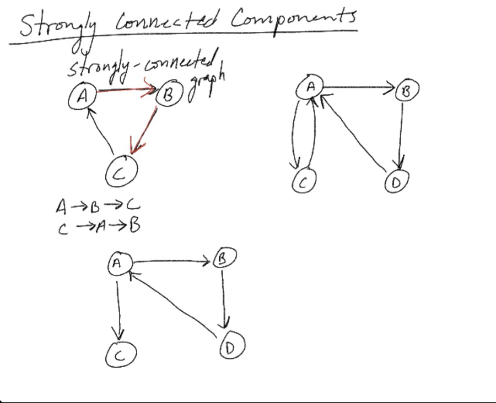The next one to its right is also strongly connected, though it may not look quite so much so. We can find a path from A to D by going from A to B to D. So A to B, B to D. Similarly with D to B and so on. What about C? Well, we have a path from C to A and to B and to D. So we have a path from C to any other node, and similarly any other node can reach C. So this graph is also strongly connected.